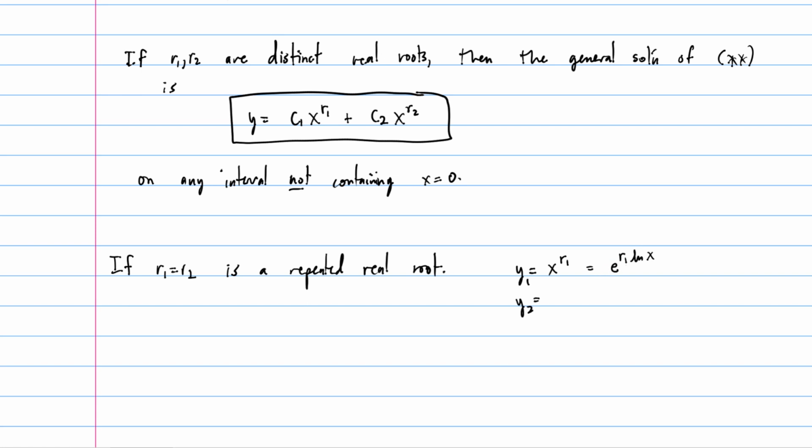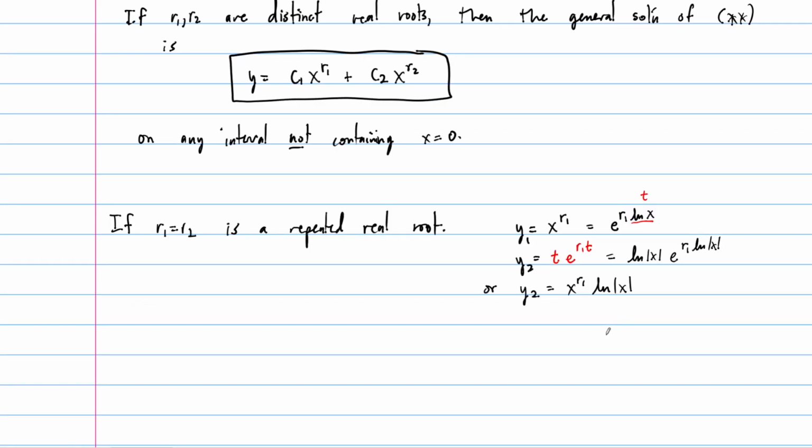So essentially what am I saying we should do? We should treat this ln of x like a t, right? So our second solution should be t e to the r1 t. But then plug in what they are again, right? So then this becomes ln of x, I'll put the absolute value here, ln of x times e to the r1 ln of x, but that's just equal to the following. So this term is just x to the r1, right? So x to the r1 times natural log of x.